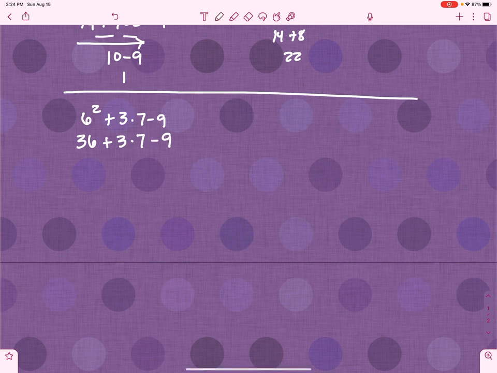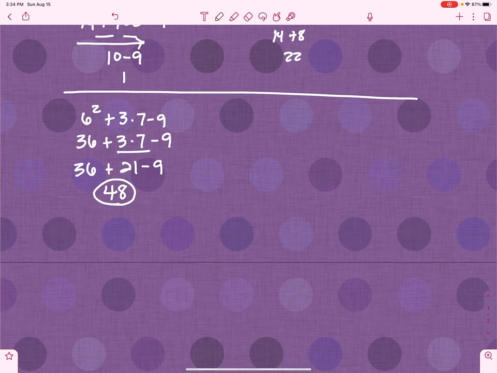Okay, notice that I've got multiplication right here, even though it's in the middle of addition and subtraction. I don't care. I still have to take care of it first. So I'm going to have 36 plus 21, because 3 times 7 is 21, minus 9. And now I can combine them. 36 plus 21 gives me 57. So 57 minus 9 is going to give me 48.